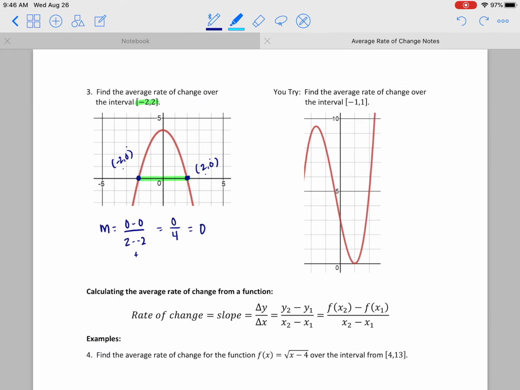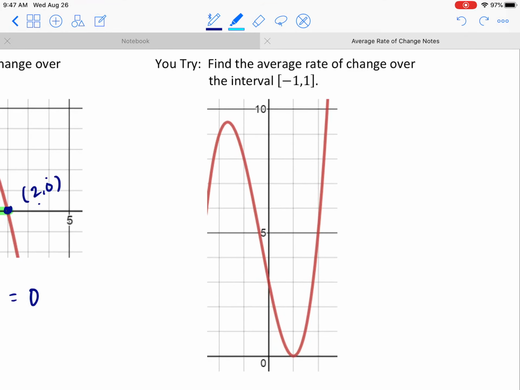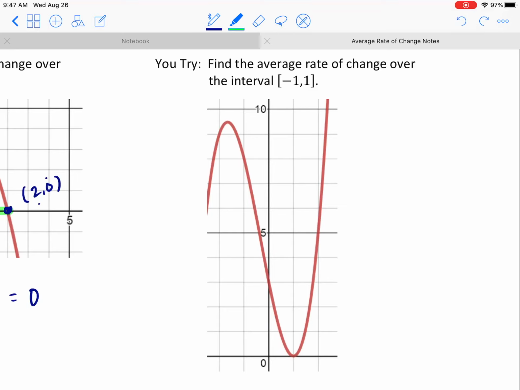Okay? Here's one for you to try. If you're feeling pretty confident with this, feel free to pause the video and give it a shot. So this says, find the average rate of change over the interval from -1 to +1.